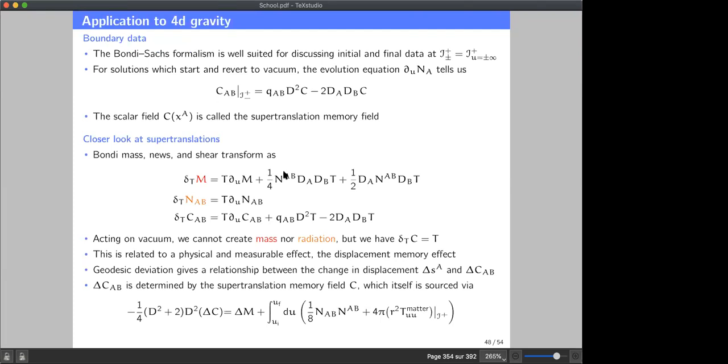Yes, there is one question in the chat. If you want to read it: in 4D asymptotically flat spacetime, the supertranslation charges at null infinity correspond to the Bondi four-momentum, and the non-integrable part of the boundary charges can be interpreted as gravitational radiation.